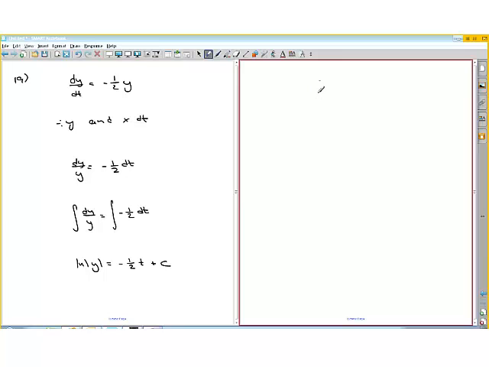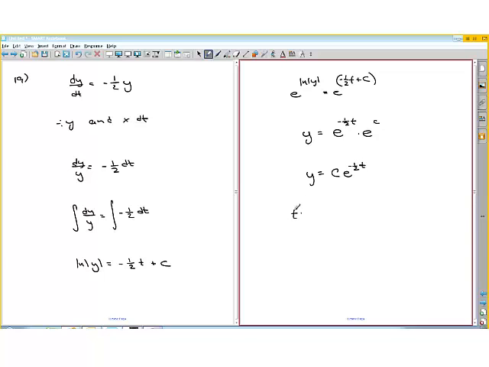Okay, now we're not going to solve for c yet. We're going to exponentiate, e to the natural log of the absolute value of y equals e to the minus 1/2 t plus c. The left-hand side just becomes y. The right-hand side is e to the minus 1/2 t times e to the c. But e to the c is a constant in itself, so we get y is equal to c times e to the minus 1/2 t.